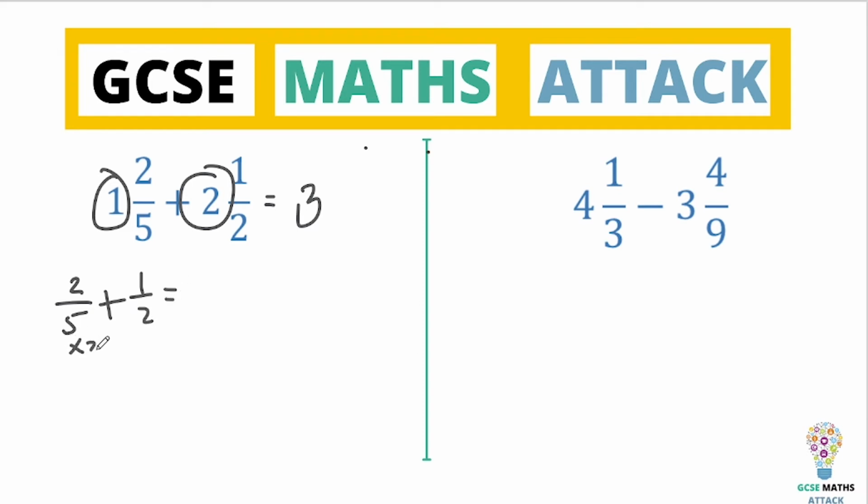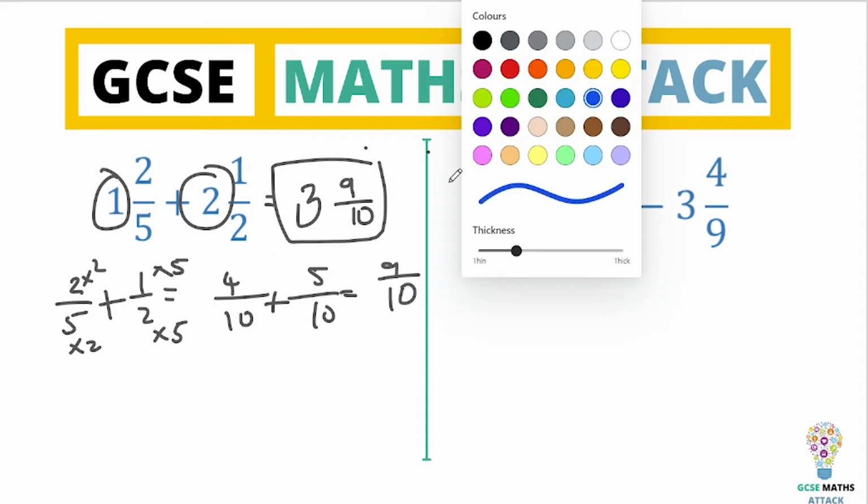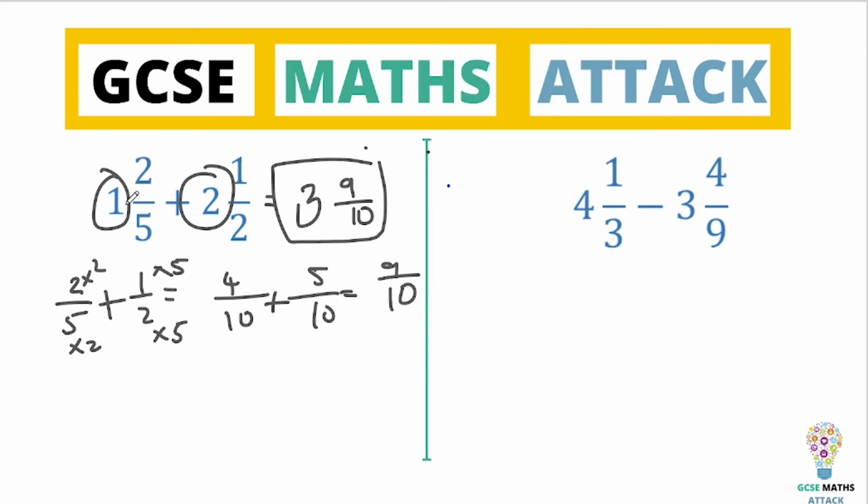So they times that by 2, times that by 2, times that by 5, times that by 5, which gives you 4 out of 10 plus 5 over 10. So 4 plus 5 is 9, 9 out of 10. So that will be 3 wholes and 9 out of 10. Or another method that you can use is you can change both of them to improper fractions.